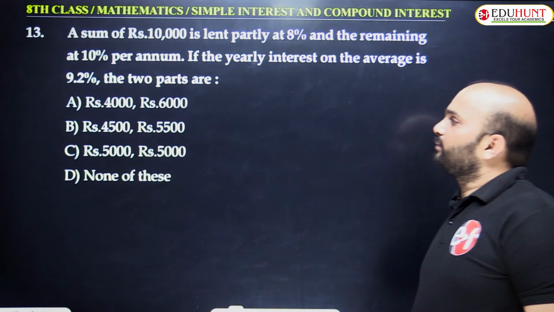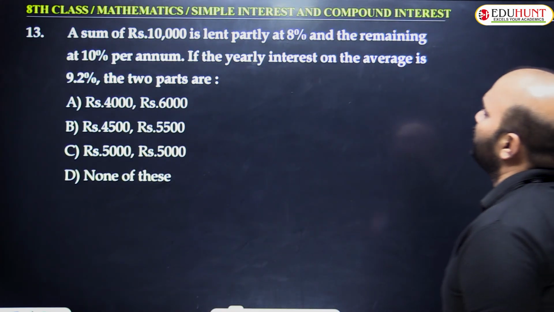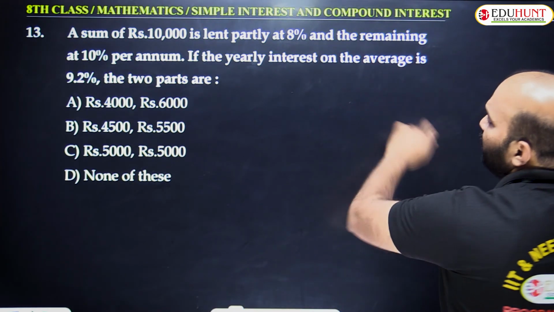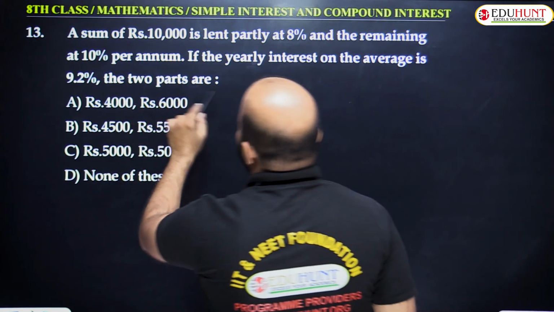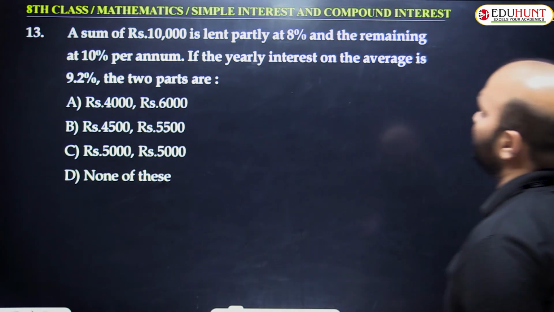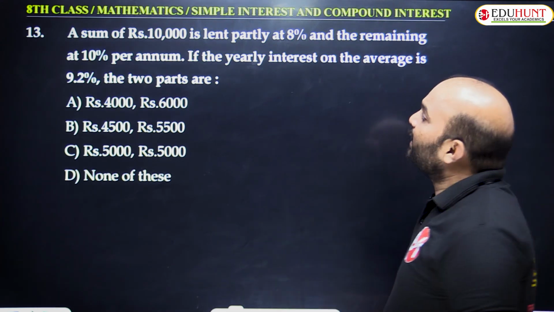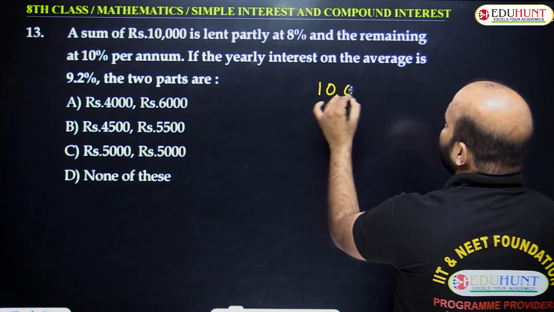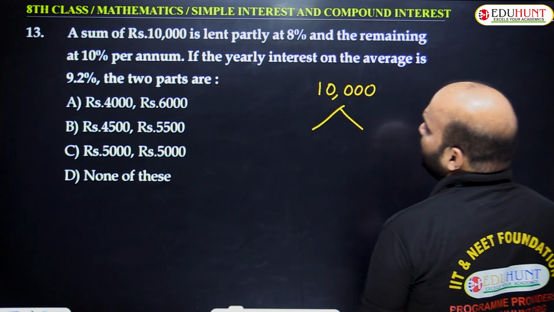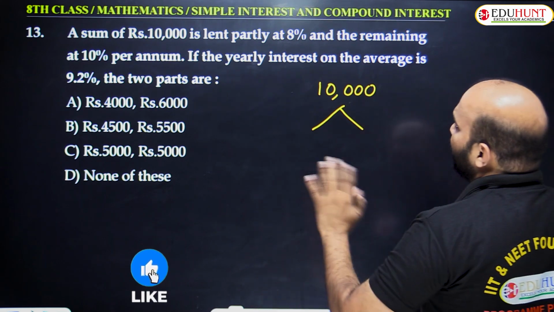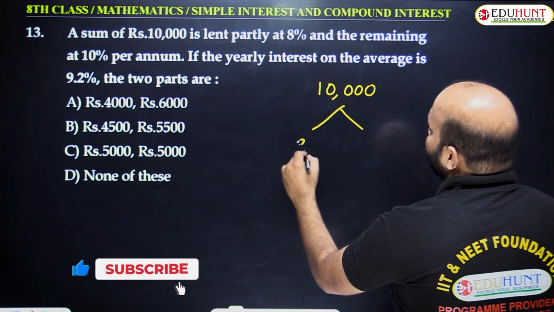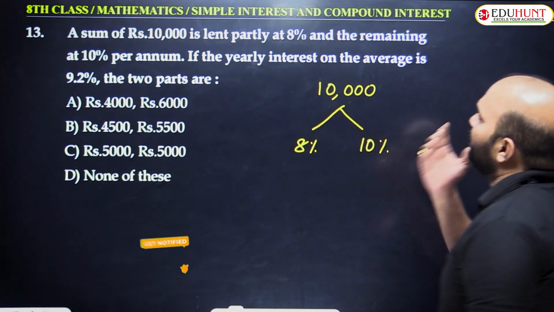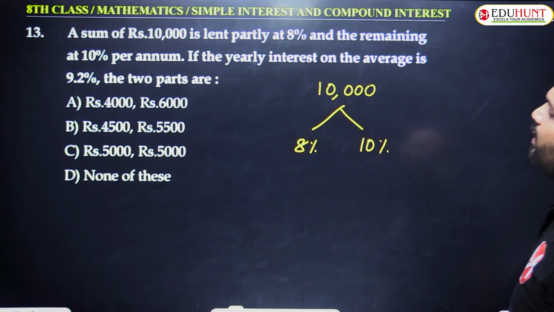Let's go to question number 13. A sum of 10,000 rupees is lent partly at 8% and the remaining at 10% per annum. If the yearly interest on the average is 9.2%, the two parts are. So it can be solved by two types of methods. First we should focus on the allegation method. So what is the main allegation concept? Total principal, how much is given? 10,000 rupees given. So 10,000 can be divided into two parts, not equal parts. The first part is lent at 8% per annum and the second part is lent at 10% per annum.